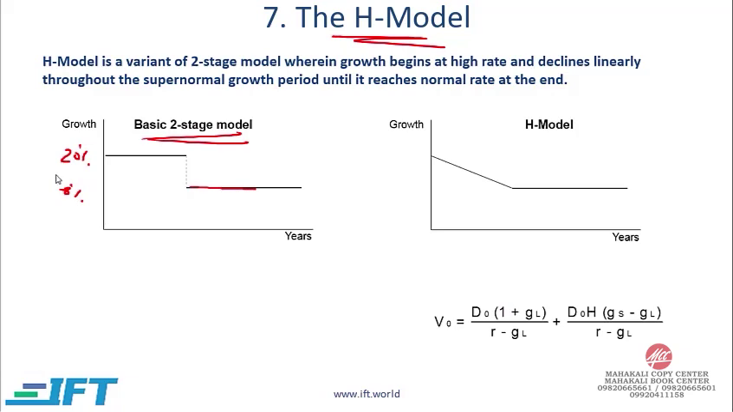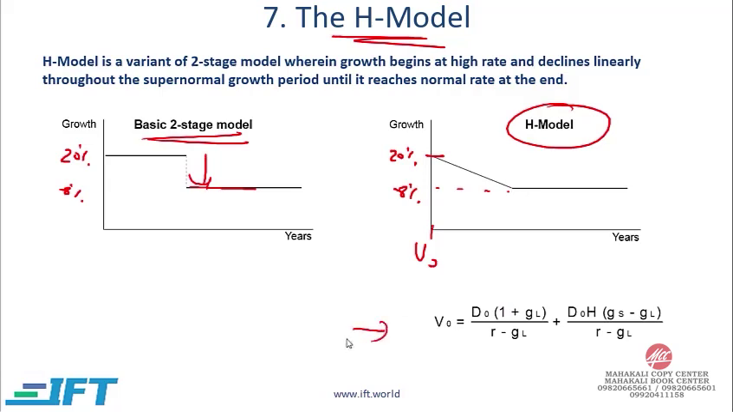What is more realistic is that if you think about growth on the y-axis here, that there is a gradual decrease from 20% to an eventual long-term sustainable rate of 8%. And that's what the H model does. It assumes a gradual decrease in the growth rate as opposed to an abrupt fall. So what is the value at time 0 assuming a model like this?